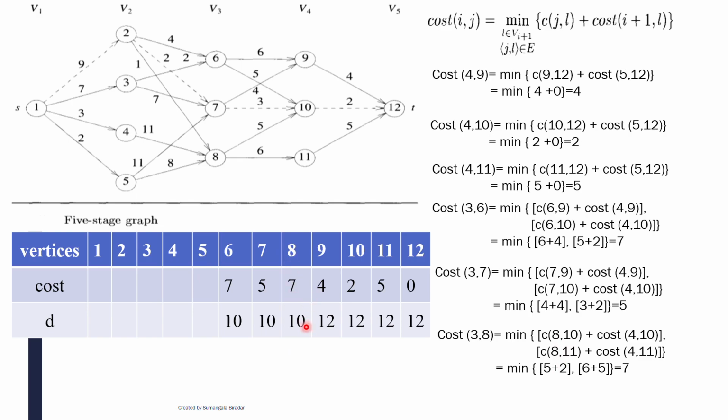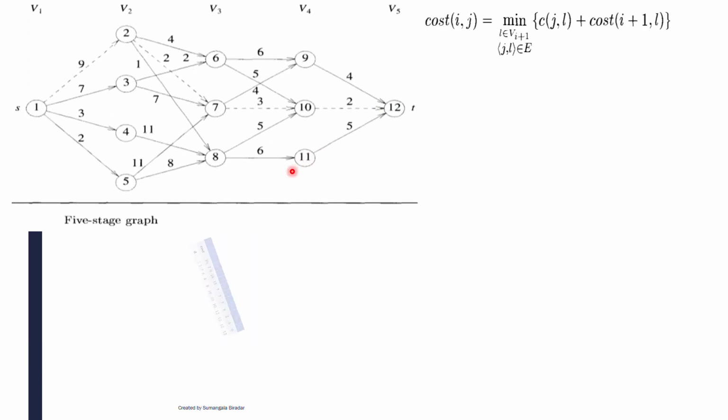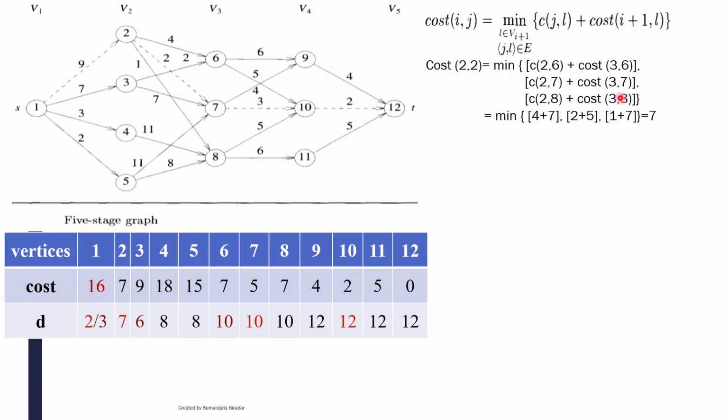Which vertex, if you consider, has the minimum edge cost? That is the 10 here. So in this way you have to update the table here. Next, the same procedure you have to repeat for the remaining ones. So the third stage is completed.